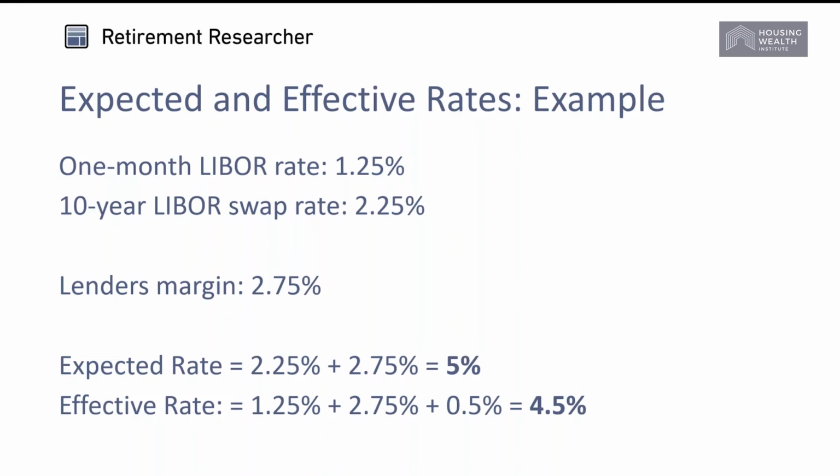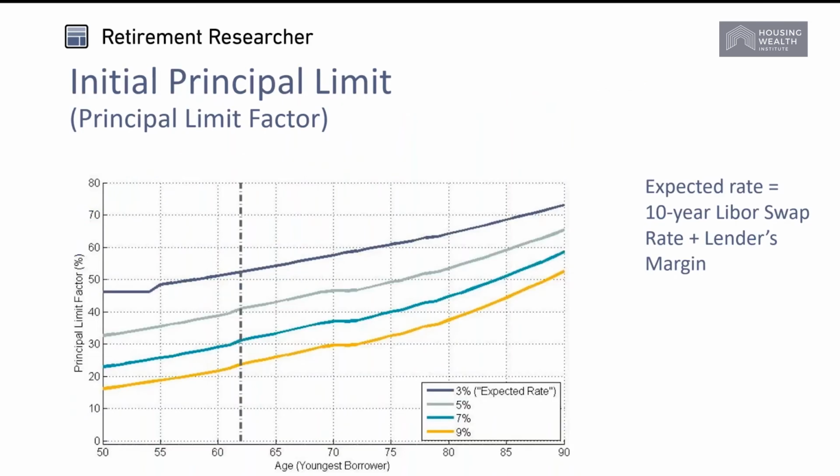The factors that determine the initial borrowing capacity, or the principal limit factor, which is the percentage that you then apply to the appraised home value up to that lending limit, relate to your age and interest rates, the expected rate. Higher interest rates mean less borrowing capacity. So this can be an advantage of reverse mortgages in a lower interest rate environment. It's a present value calculation.